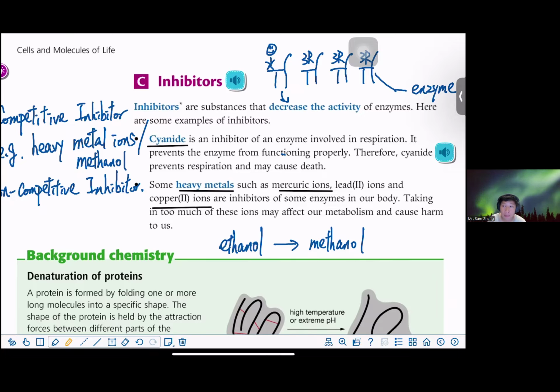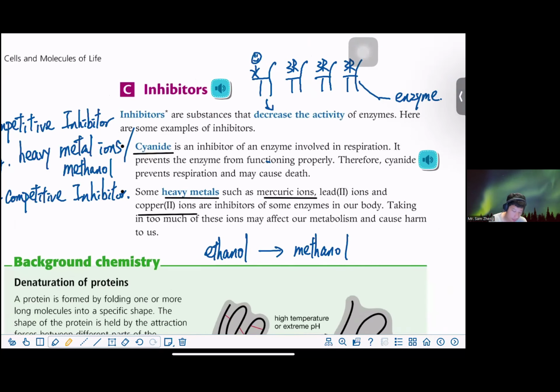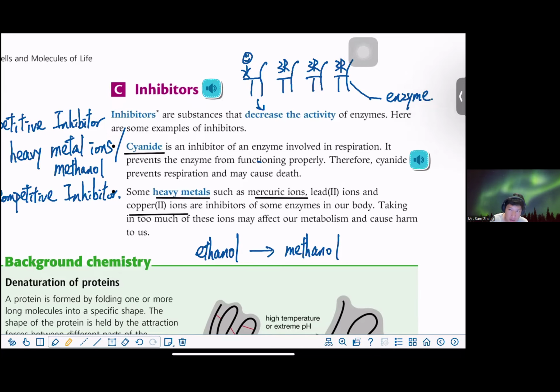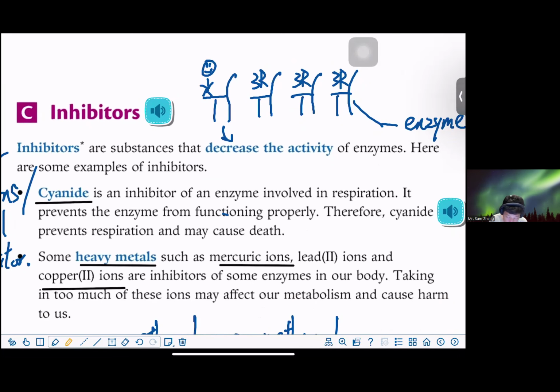Why? Because the methanol will occupy the shape of the enzymes, I mean the active sites of the enzyme. So this will cause our liver to be unable to undergo detoxification. This is what we call the competitive inhibitor, a substance that tries to compete with the original substance, which decreases the activity of the enzymes. But then there is another type of inhibitor that can kill the enzymes.